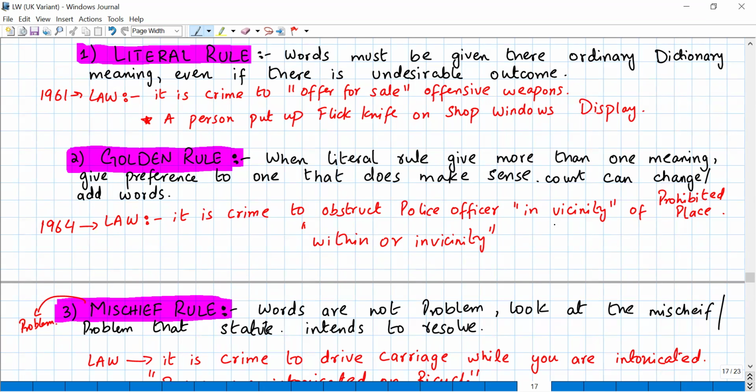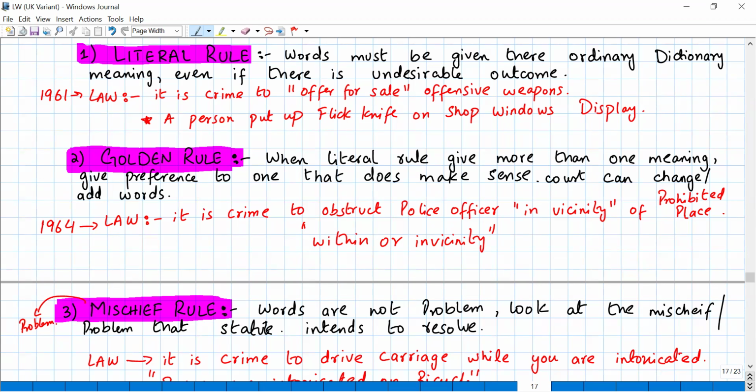Now the thing is, there was a certain person who obstructed the police officer in a red zone area. You know what a red zone area is? One in which the general public is not allowed, like Parliament, or in the UK, the King's Palace. Not all the general public is allowed. So there was a certain person who obstructed the police officer in a prohibited place.